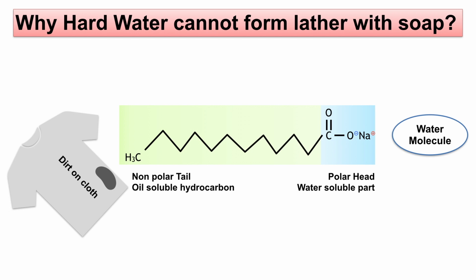So the hydrophobic part will interact with the dirt or oil in the cloth, and the hydrophilic part will interact with the aqueous part or the water part. That's how basically your soap can take out the dirt or oil from your cloth.